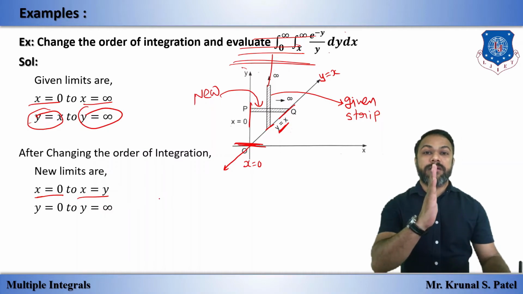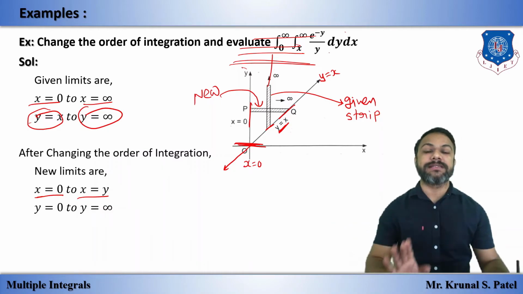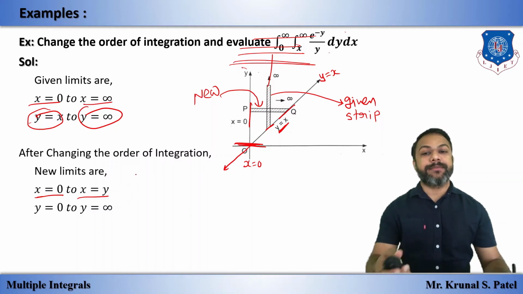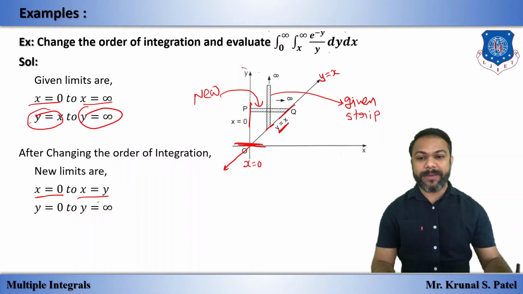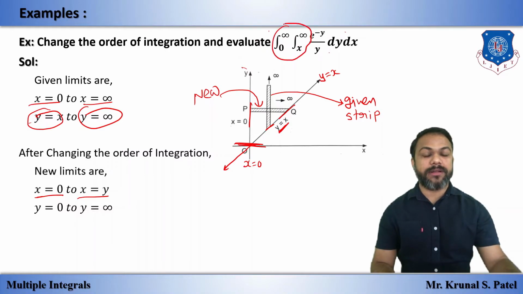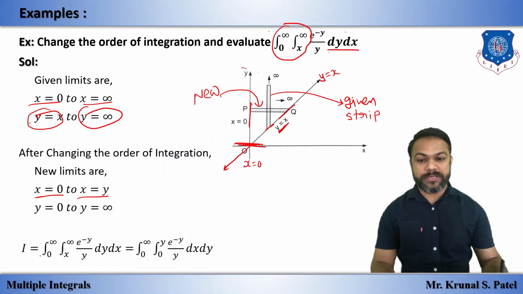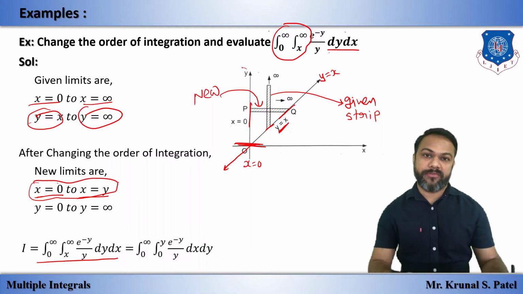So this is the concept of how we change the given vertical strip to horizontal. By putting these new limits in place of the old limits, we can change dy dx into dx dy. So this is the old one which is given, and now the new one will be: the limit of x inside, because we made a horizontal strip, so x is equal to 0 to x is equal to y, and the outer limit is y equal to 0 to y equal to infinity, dx dy.